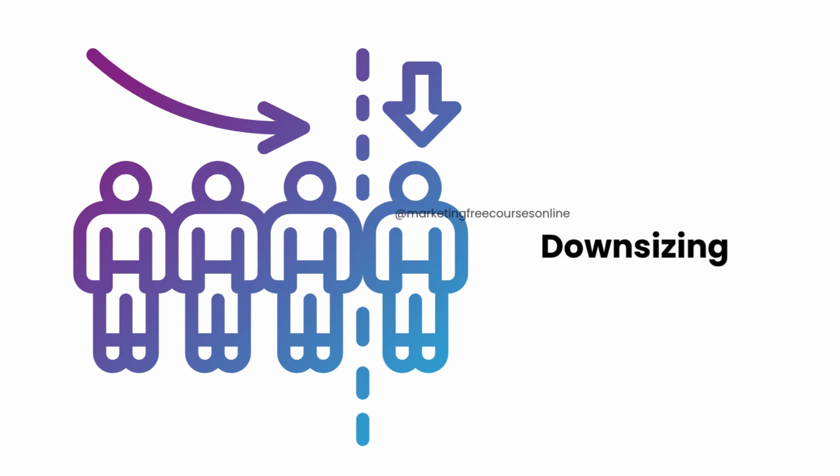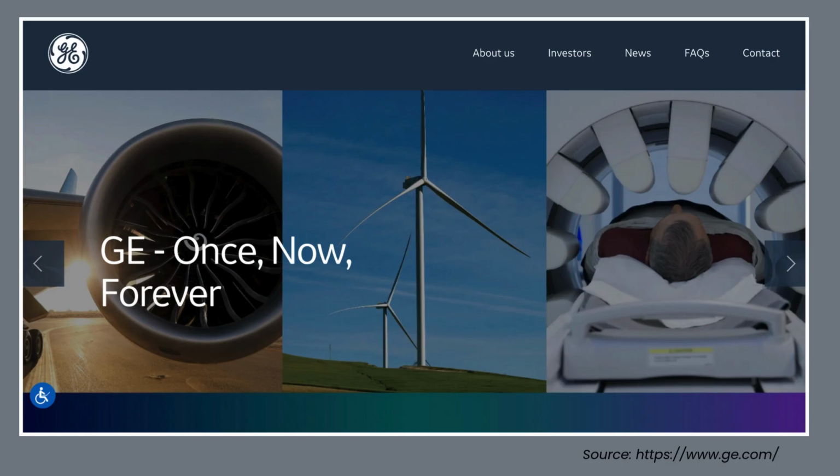Finally, downsizing. Sometimes companies need to shrink. They might sell or close businesses that don't fit their goals or lose money. For example, General Electric sold its appliance division, like fridges, to focus on energy and healthcare. Downsizing is like cleaning your closet.